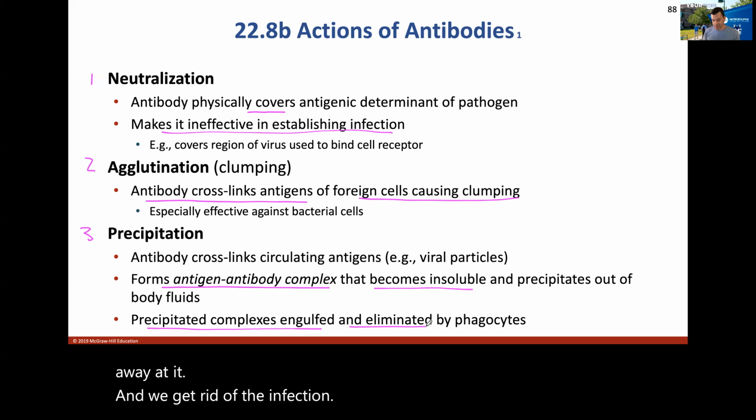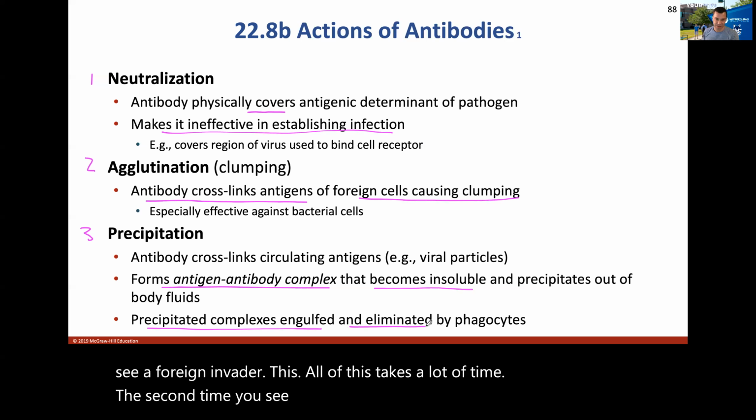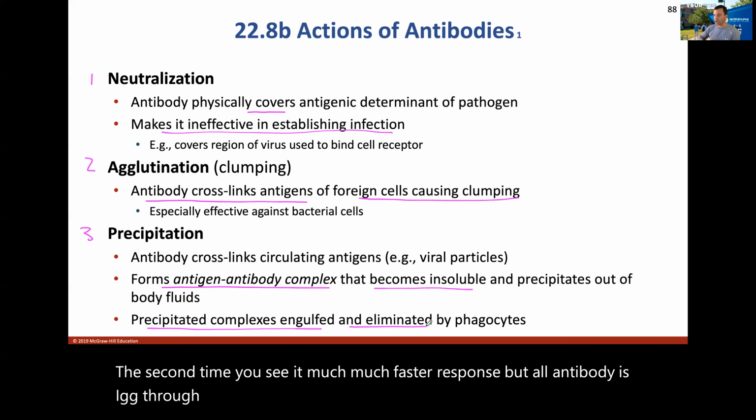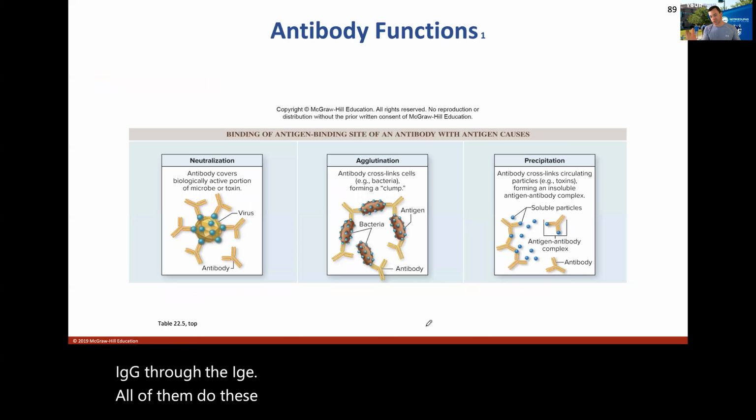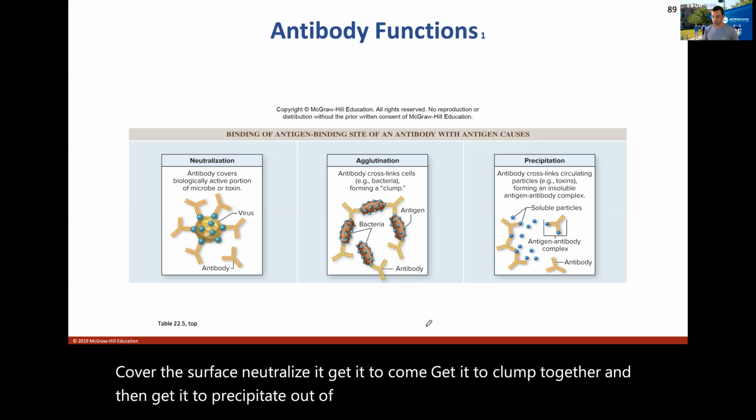Obviously, this can take a little time. The first time you see a foreign invader, all of this takes a lot of time. The second time you see it, a much, much faster response. But all antibodies, from IgG through IgE, do these three things. Cover the surface and neutralize it, get it to clump together, and then get it to precipitate out of solution so I can chomp and destroy it.